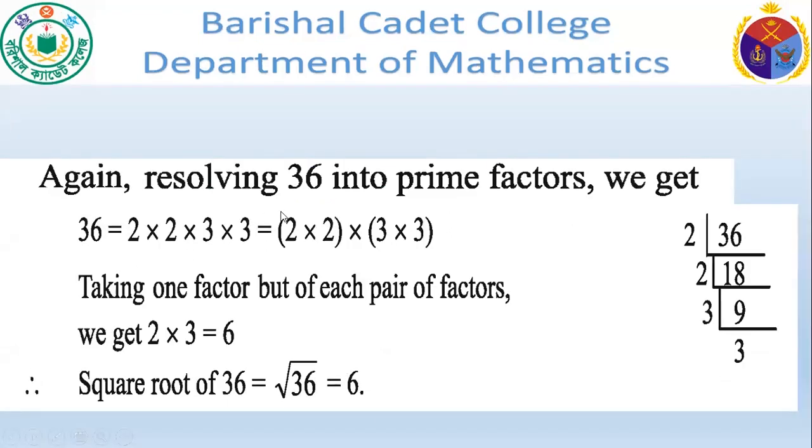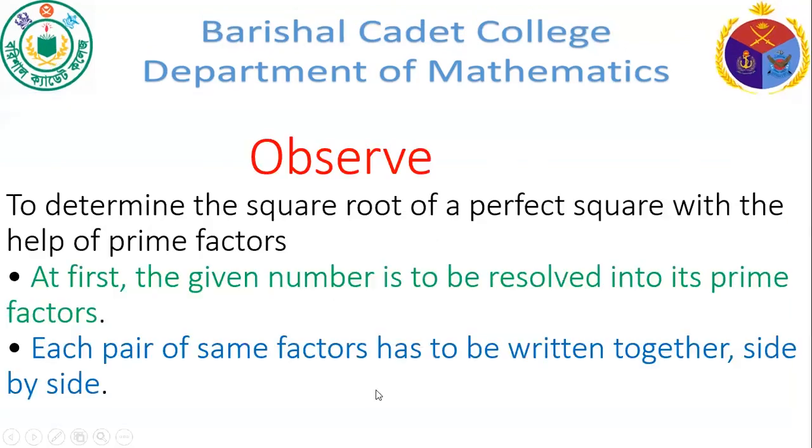Now again, resolving 36 into prime factors. First of all, I have written it in prime factors this way: 36 equals 2 into 2 into 3 into 3. This is a pair and this is another pair. Taking one factor from each pair of factors, we get 2 into 3, which equals 6. Therefore, the square root of 36 is 6.